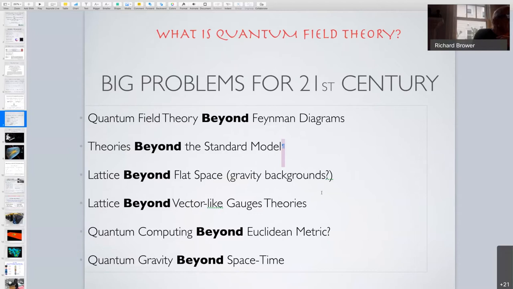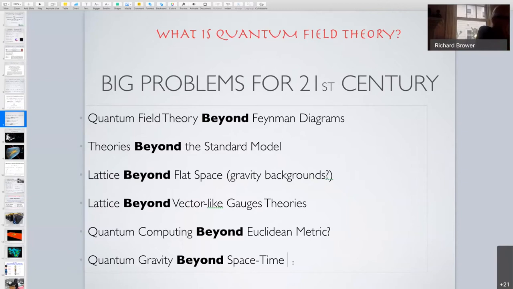We also know that you shouldn't do it in flat space if you really care about gravity. We can't do lattice theories at all for things that are called vector-like theories. As I just mentioned, we really struggle when we can't use this trick to go to Euclidean time. And then finally, this was discussed this morning, we really don't know what it is to have space-time in a field theory when you have gravity, because field theories at short distances have apparent huge energies, the so-called ultraviolet problem, but you can't have energies in flat space without gravity becoming strong.